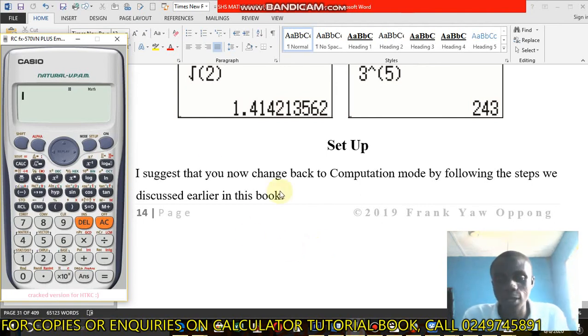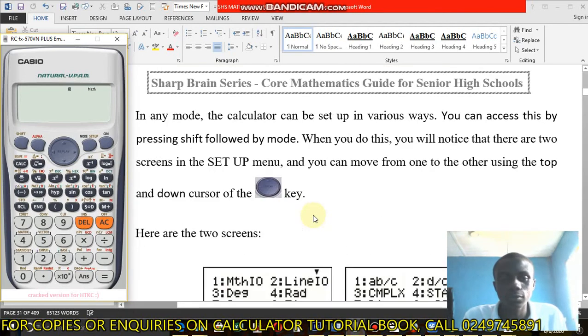Setup. I suggest that you now change back to computation mode by following the steps we discussed earlier in this book. In our first tutorial, we learned how to reset our calculator. When you are moving from one mode to a different mode, you have to reset your calculator, as we have learned in our previous tutorials.